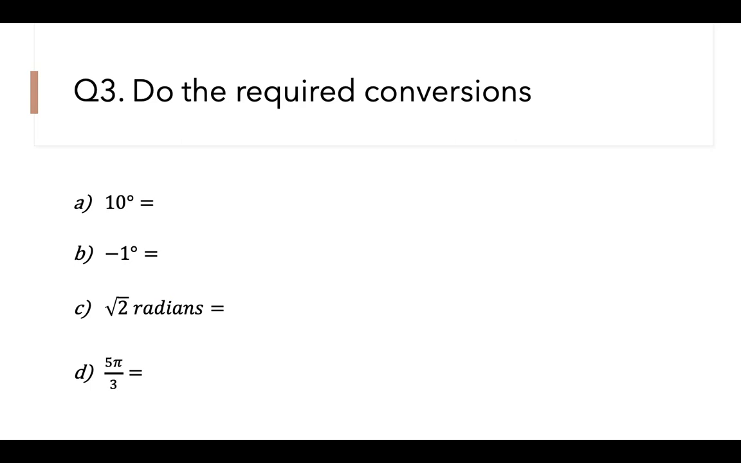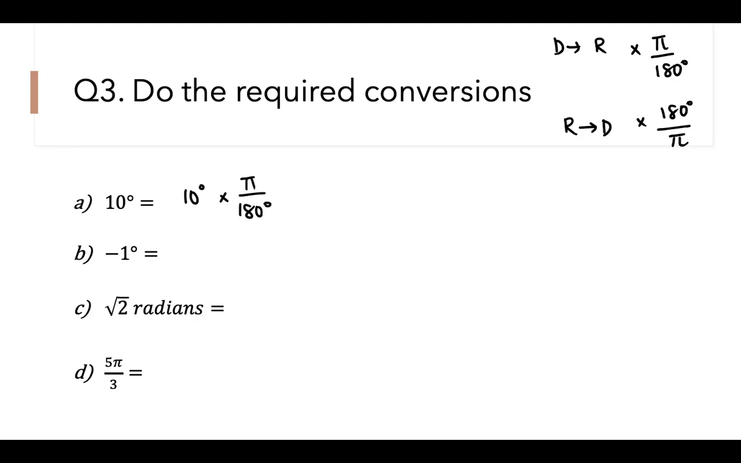Okay, so let's put this into practice. Now let's convert letter A, 10 degrees, into radian. So 10 degrees means that we're going from degree to radian. Degree to radian, we said that we are going to multiply by pi over 180. If I'm going from radian to degree, I'm multiplying by 180 over pi. So in this case, I'm going to do 10 degrees times pi over 180.